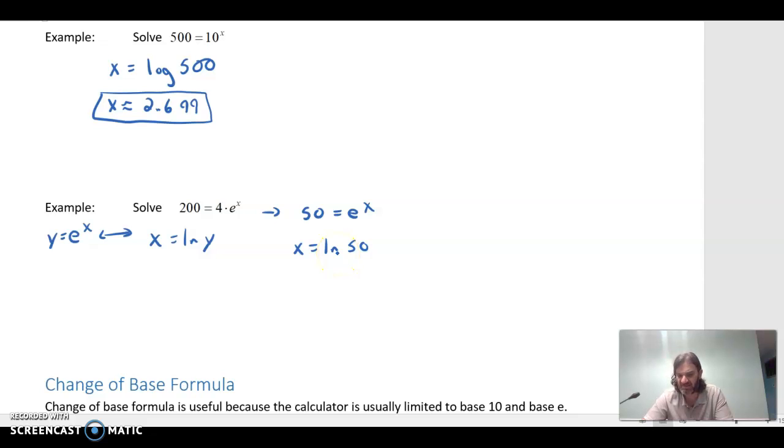So natural log of 50 is an exact number. It's not the easiest number in the world to quantify, but in a calculator this will be 3.912. Again, another approximation is what we need.